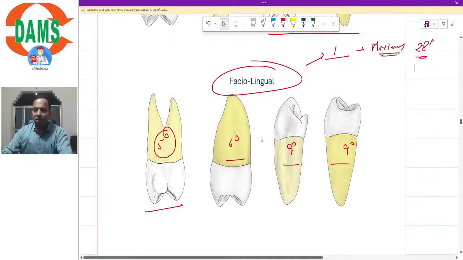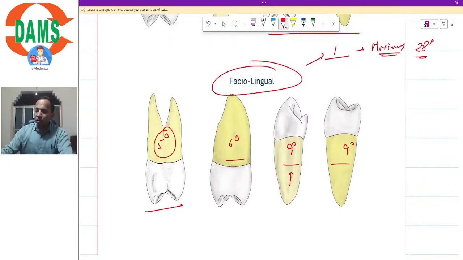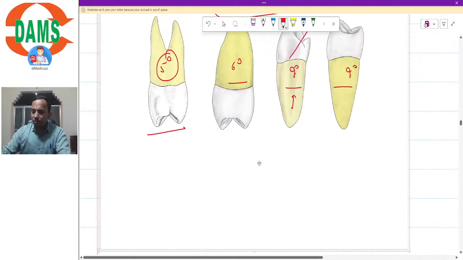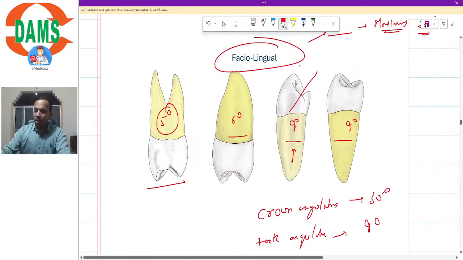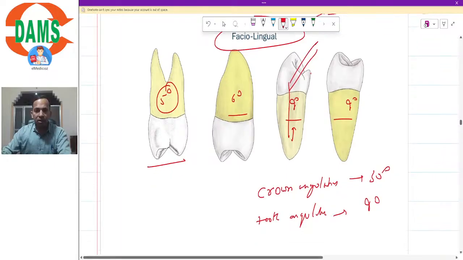Sometimes what will happen is faciolingual inclination of mandibular first premolar is 9 degrees, yet it has the most angulated crown. So these are two different things: crown angulation and tooth angulation. Crown angulation is 30 degrees, whereas tooth angulation is just 9 degrees, right? So the entire tooth is at an angle of 9 degrees, but on the root, the crown is bent by 30 degrees, right?